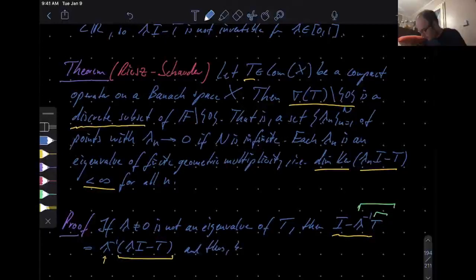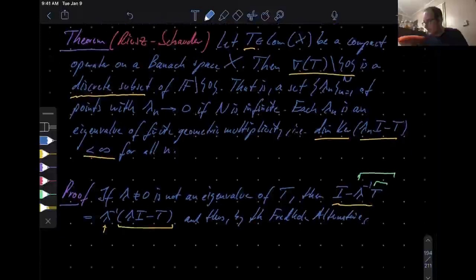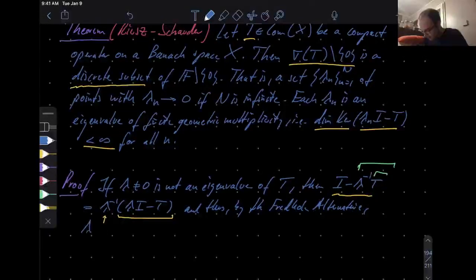All right, so that means in turn, by the Fredholm alternative, that then this lambda is not going to be in the spectrum. All right, so and that's it. That already tells you that all the elements of sigma T without the 0 are going to be eigenvalues. That's that one line, which is a consequence of the Fredholm alternative. All right, now we have to do the finite geometric multiplicity and the discreteness.